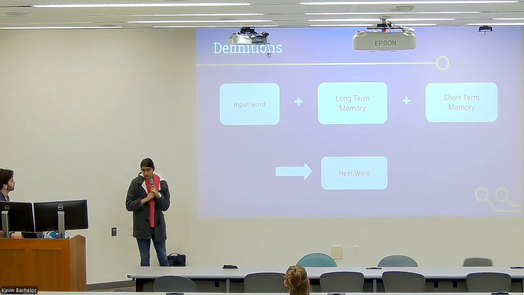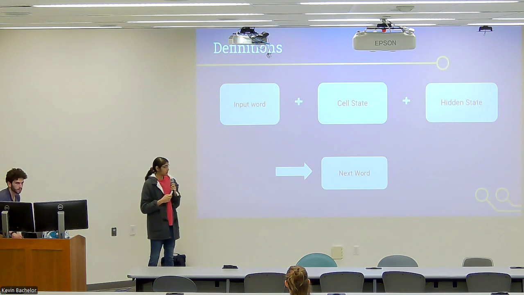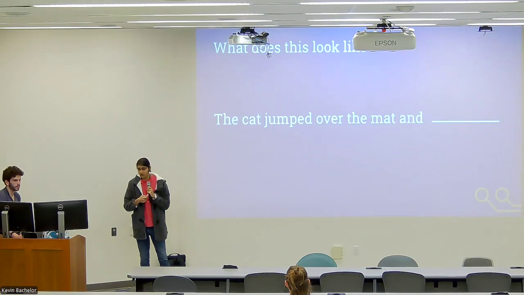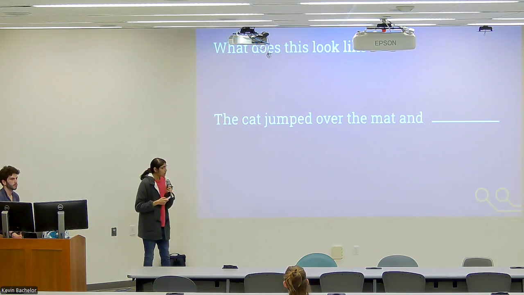Next. So we can take this formula and re-represent it. It's the same thing. We just replace long-term and short-term with cell and hidden. Next. Okay, so we said previous cell state, previous hidden state, but what does it really mean if we just look at the sentence?